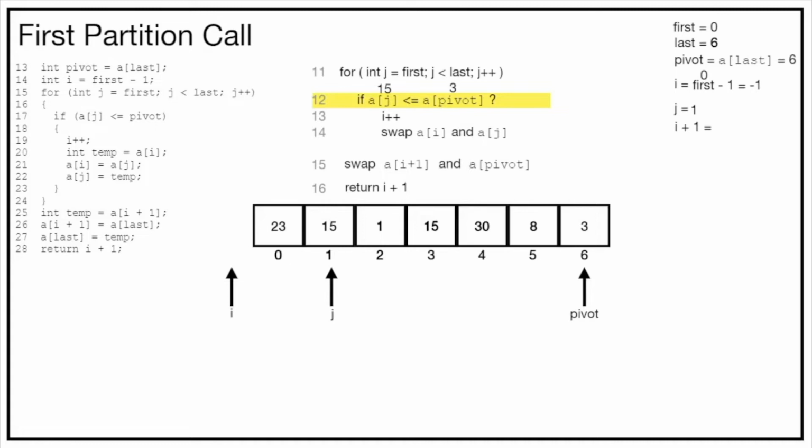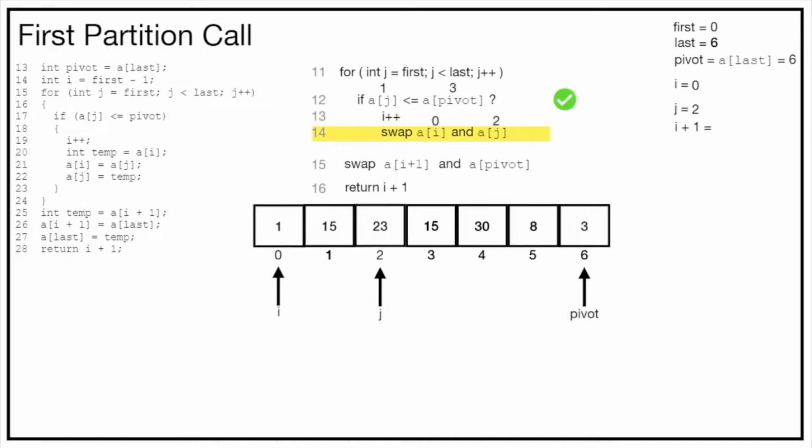We check if 15 is less than or equal to 3, which is false, meaning that j moves forward, and we now have j equal to 2, which is the element 1. Since 1 less than or equal to 3 is true, this means that we're going to increment i, then swap A at i and A at j. i is set to 0, and then we swap the values.